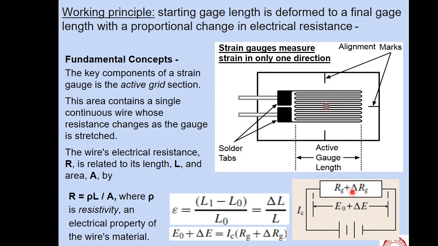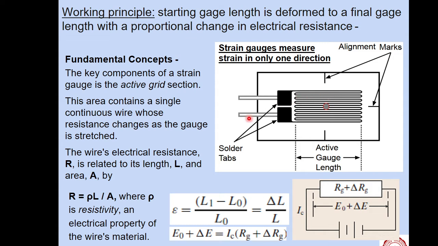And if we can measure the change in this voltage, that is basically a measure of the change in resistance. So this measure will help us to find out the change in strain. This is the fundamental definition of strain. So if we can find out the strain, then from the strain value we will find out the stress at this point.